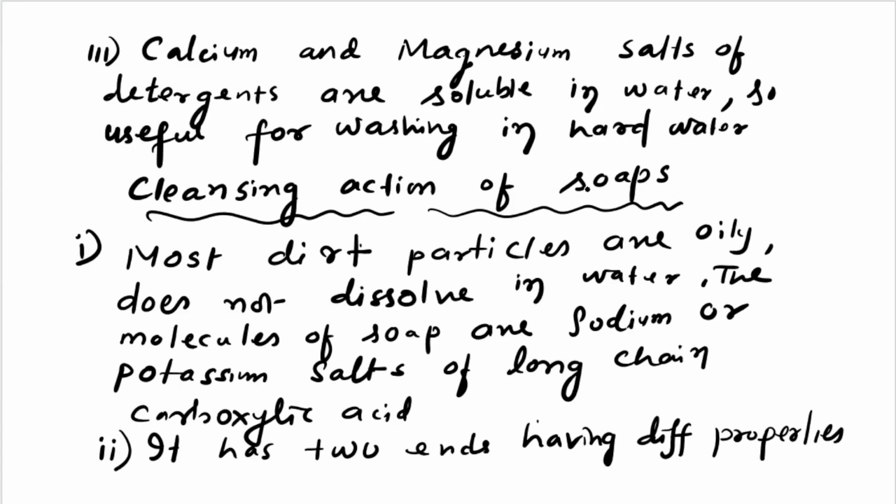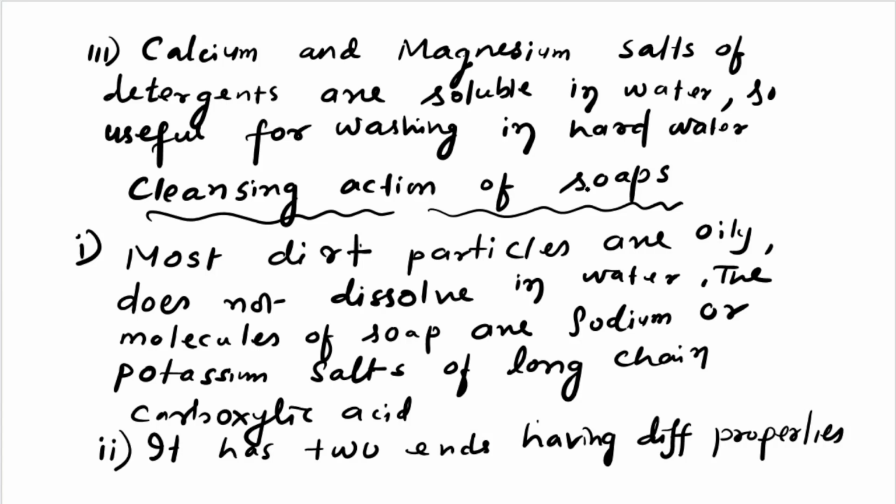And here, the calcium and magnesium salts of detergents are soluble, so detergents are useful for washing in hard water. One can wash in hard water. And what is the negative? The negative part is that the detergent stays in soluble form in hard water, so it is not making pollution in the lake.